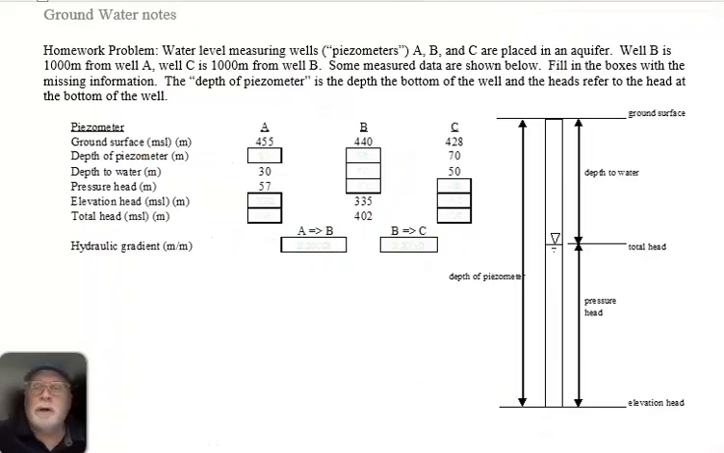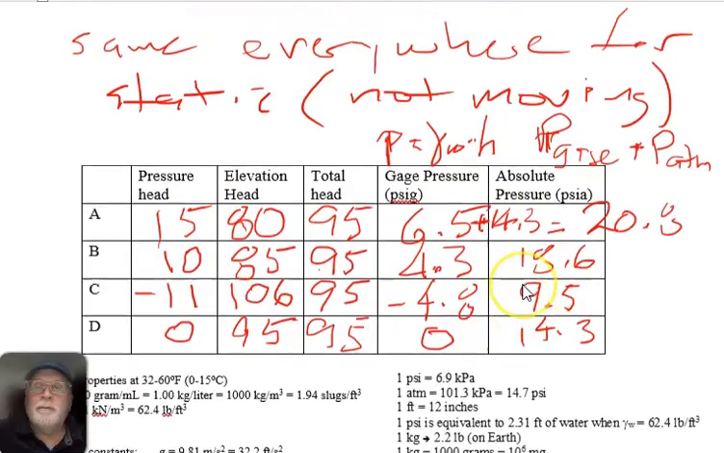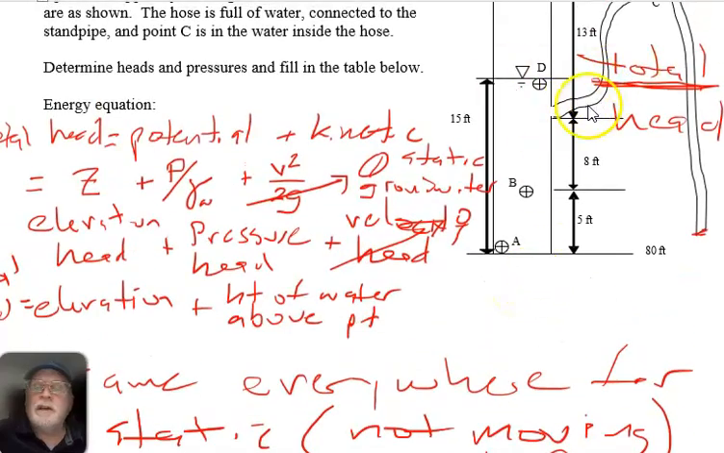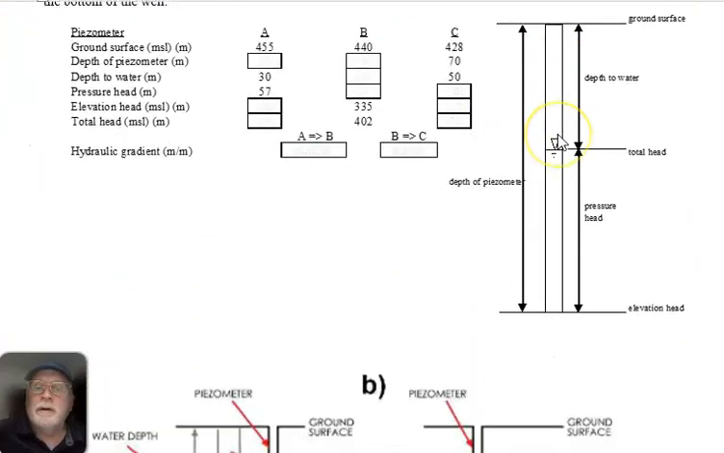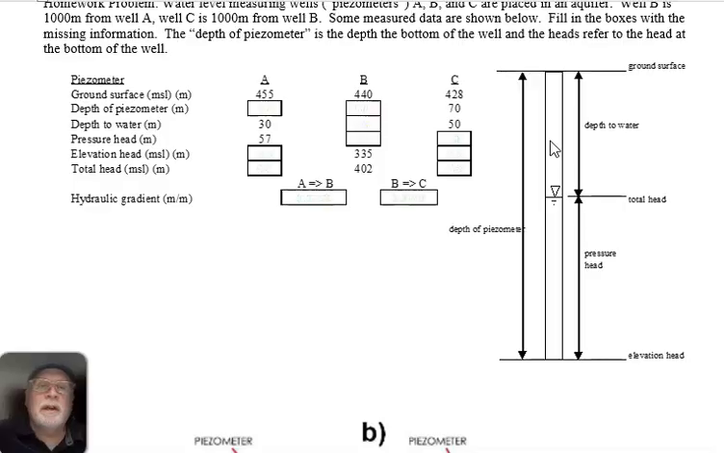This is one of your homework problems. We're looking at a well here, and we have 3 wells, A, B, and C. Looks like they're 1,000 meters apart from each other, A, then B, then C. And we want to know these different quantities. So remember, up here, where the water level is standing, that's the total head, so it's relative to some datum.